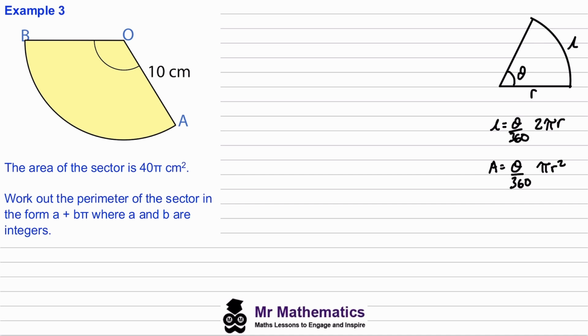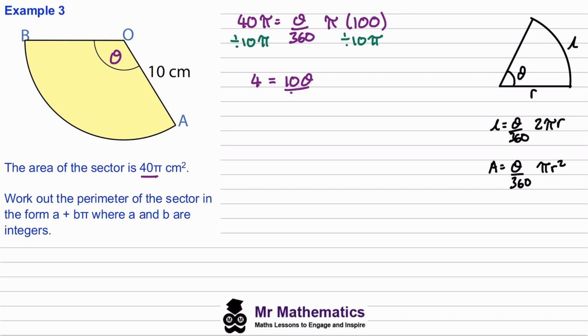Okay, so how did you get on with that? If we label the angle theta, we know the area is 40 pi. And this is equal to the angle divided by 360 multiplied by pi times the radius squared. So times 100. We can simplify this. We'll divide both by 10 pi. So we'll get 4 will equal 10 theta over 360.